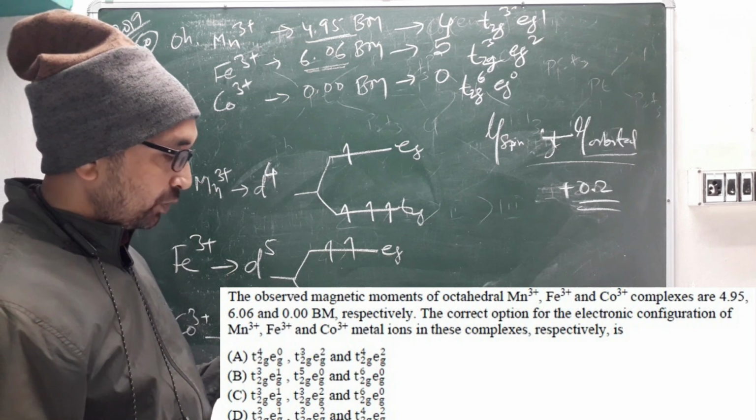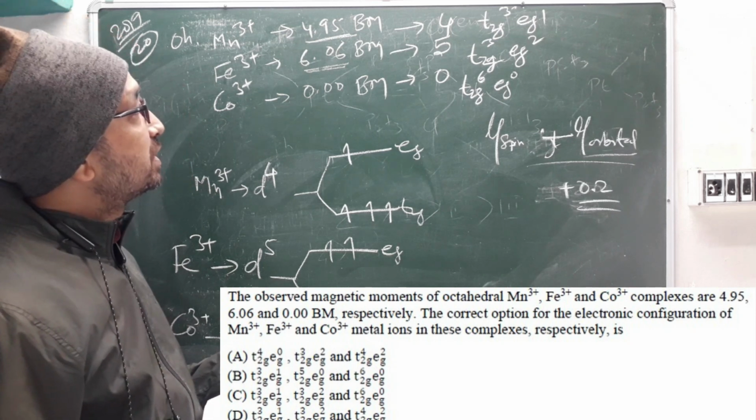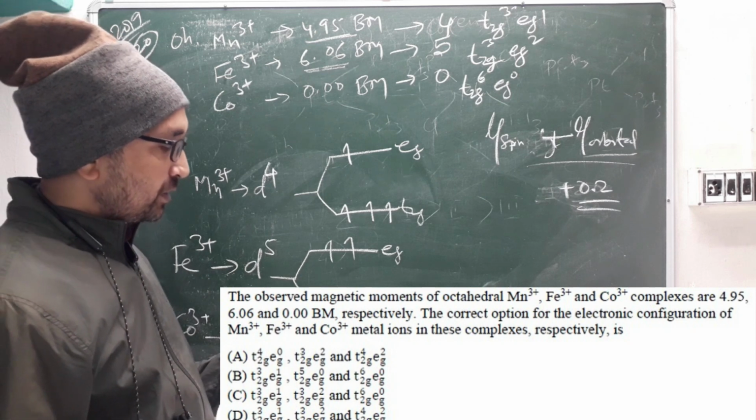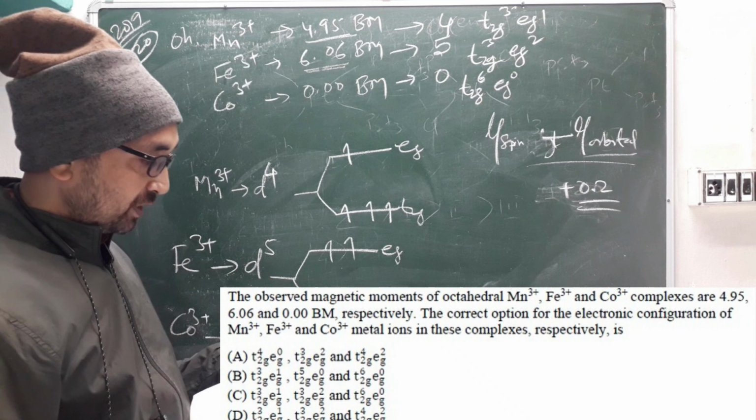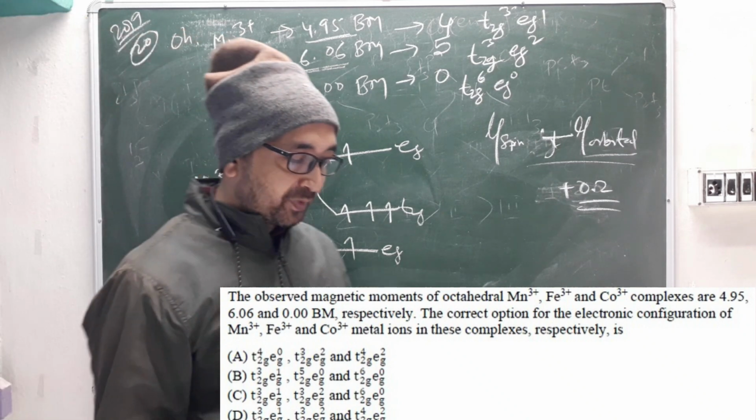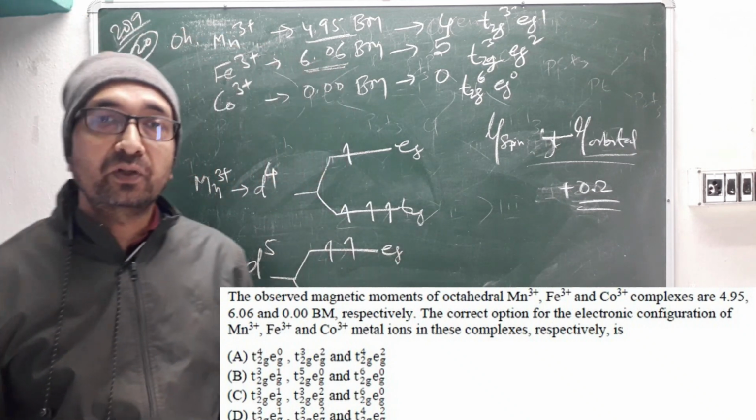Here T2g5, no, it is not there. Option C: T2g3 Eg1, and then T2g3 Eg2, and T2g6 Eg0. Option C will be your correct answer. Okay, option C will be your correct answer.